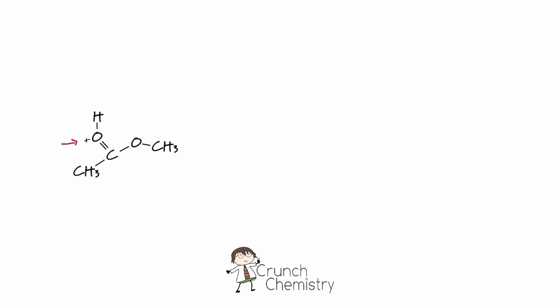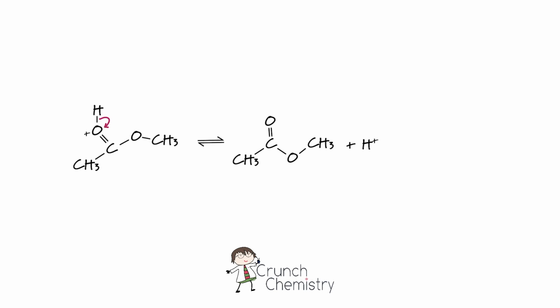Once again, it's going to get rid of that positive charge by kicking out the proton and keeping the pair of electrons, hence restoring the carbonyl group for the carboxylic acid part of our molecule, part of our ester, and also regenerating our proton, hence the acid is behaving as a catalyst. So our final product is methyl ethanoate.